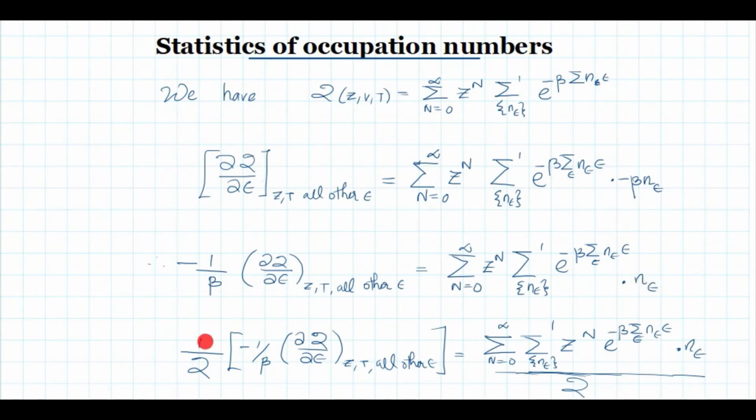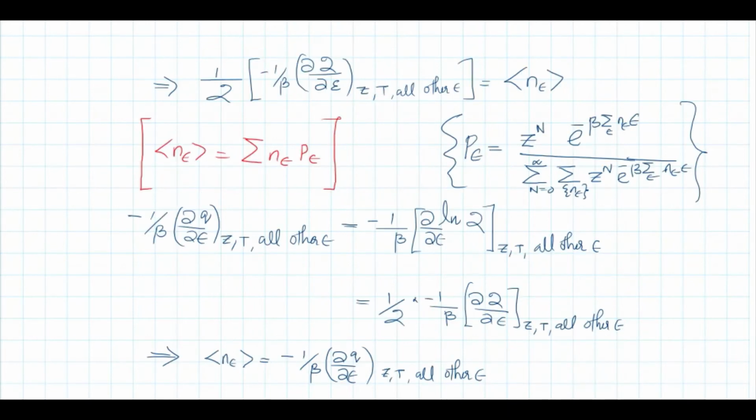If you divide it by the grand partition function, it becomes 1 by theta into this quantity, and on the right hand side you have this numerator divided by theta. What is this quantity? Except for the n epsilon, z raised to n e raised to minus beta sigma n epsilon epsilon divided by theta is nothing but the probability in the grand canonical ensemble. Multiplied with n epsilon, that will give you the expectation value or mean value of that quantity, which is defined as the occupation number of a particular level.